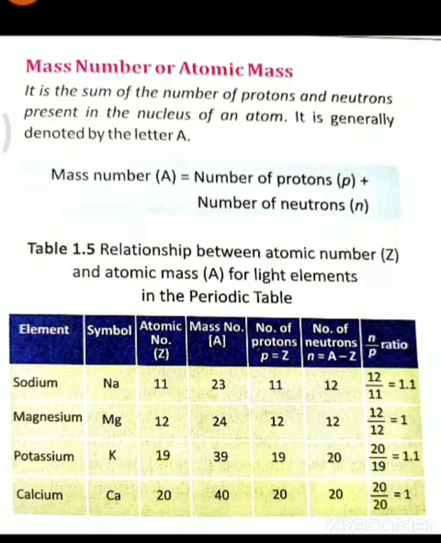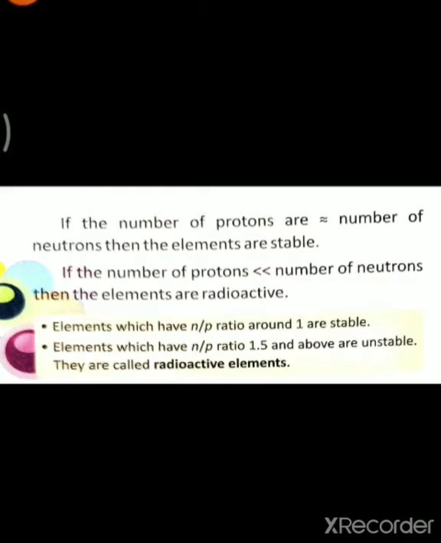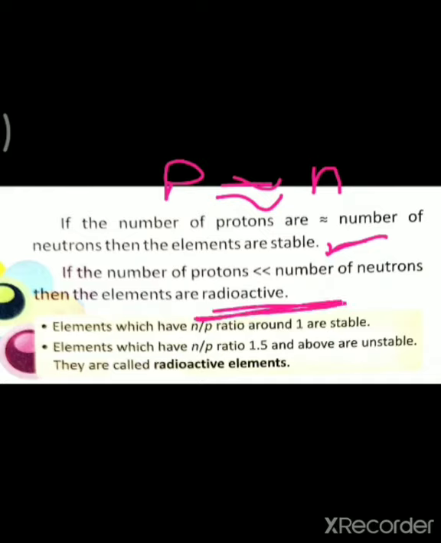If the number of protons is similar to the number of neutrons, then the elements are stable. You have to remember that if the number of protons is similar to the number of neutrons, then those elements are stable. If the number of protons is less than the number of neutrons, then the elements are radioactive. So you have to remember these two cases.